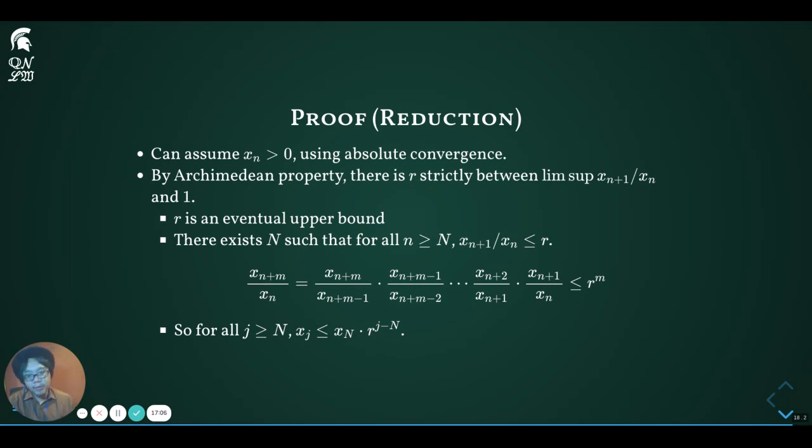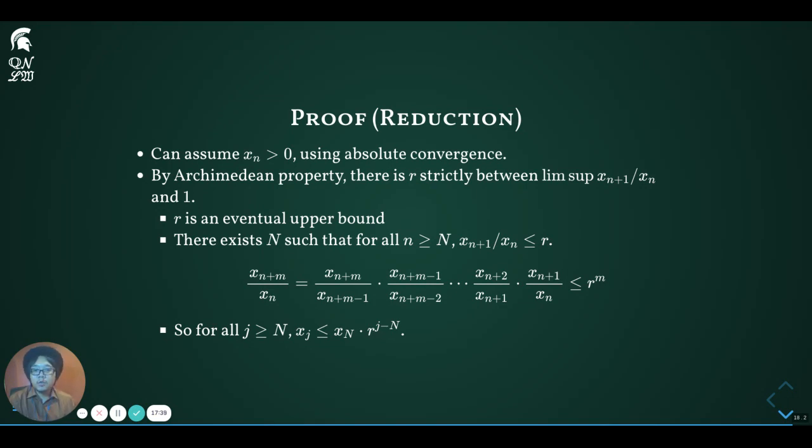In any case, moving on, using the Archimedean property, if the lim sup of the ratio is strictly less than 1, then there is a number r between the lim sup and 1. And since r is bigger than the lim sup, we see that r is an eventual upper bound. This means that there exists some capital N such that for all later terms, the ratio x sub n plus 1 over x sub n cannot be greater than r.